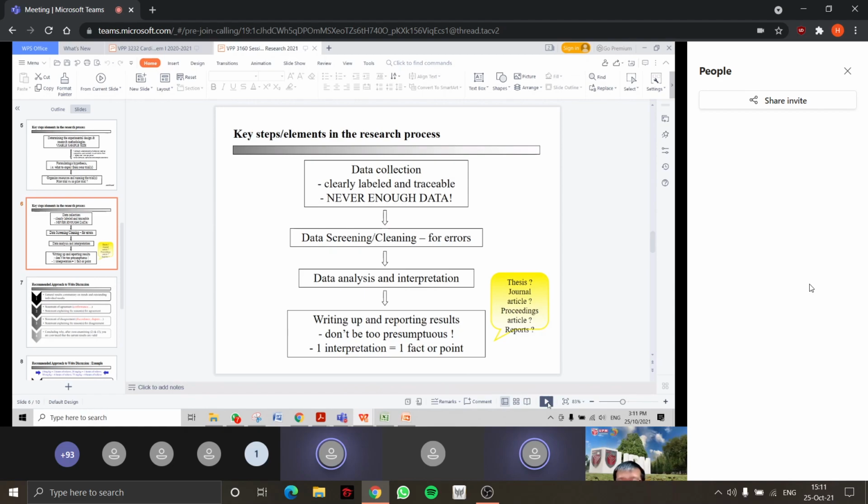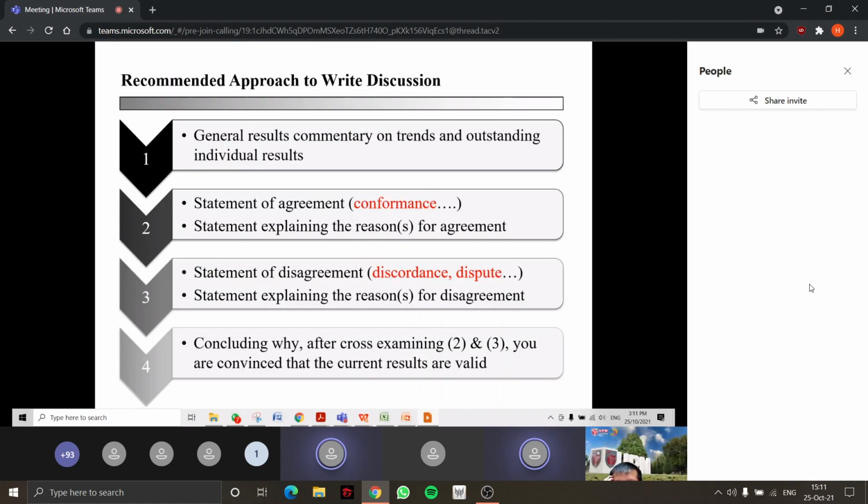And when you report results, don't be too presumptuous. Presumptuous means you are not basing it upon evidence. Always base it upon evidence. This is actually how you write a discussion. You will not find this anywhere in books.